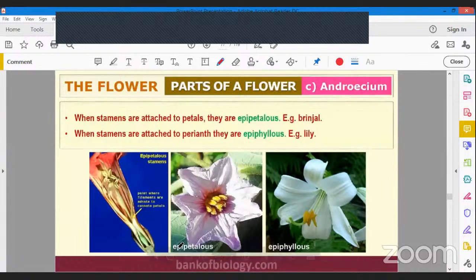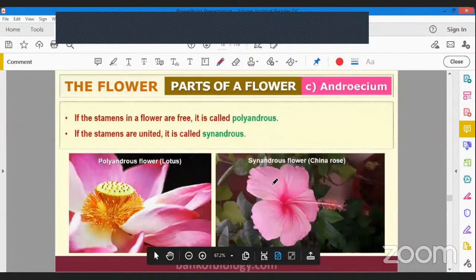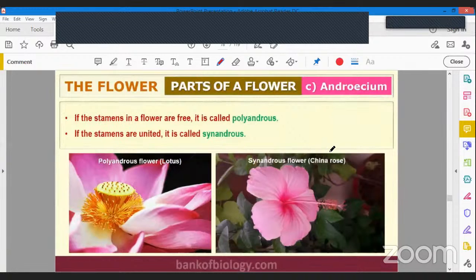Done. So take down the examples of brinjal and lily, very important. Then, if the stamens of the flower are free, they are called polyandrous. If they're fused, they are called synandrous.